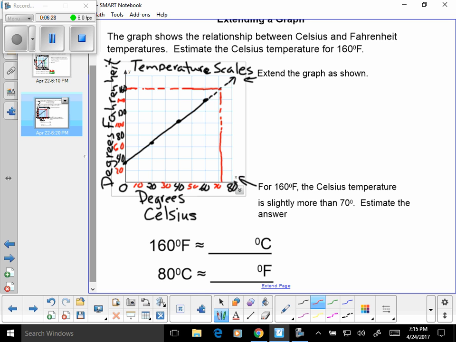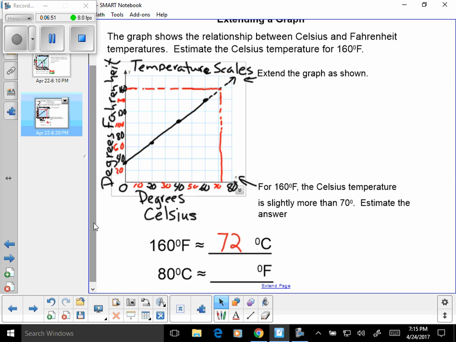So I'm going to estimate. Well, it certainly isn't 75, so I'm going to call it 72 degrees Celsius. Would I be okay at saying 71? Maybe. Would I be okay at 73? Yes. Would I be okay at 75? No, because it clearly is not halfway from 70 to 80.